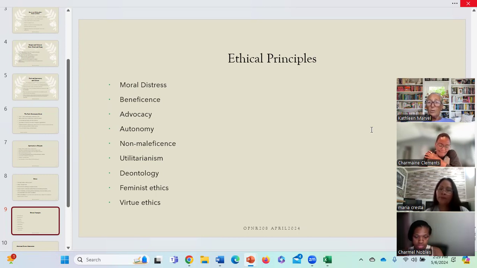So some of our ethical principles. Just think of something that you've dealt with recently, right versus wrong. These are all the things you experience. Our principles: moral distress, beneficence, do good, advocacy. We are advocates for our clients. That's our ethical responsibility. Autonomy. It's our ethical responsibility to give clients as much autonomy as we can. We don't want to be making decisions for them, telling them what to do, right? Non-maleficence, do no harm.